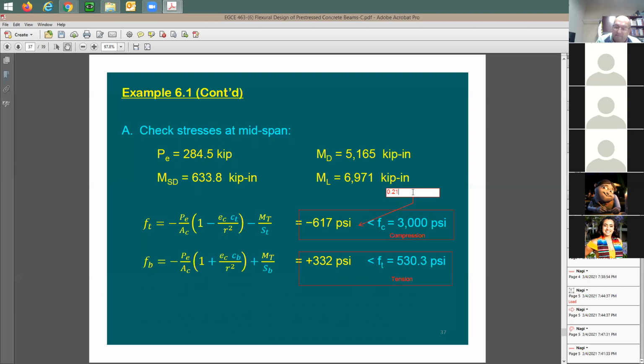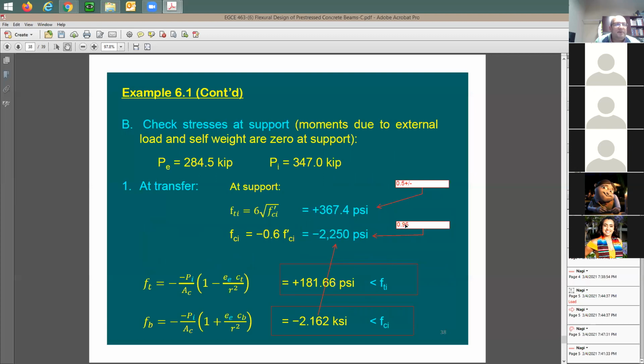0.21. How about here? 0.63. So the closest one to bringing the stresses right at the limit is going to be this one here. It's going to be 0.96, which means the controlling factor that we have is going to be the compression at the time of transfer. This is what's controlling your design. Make sense?